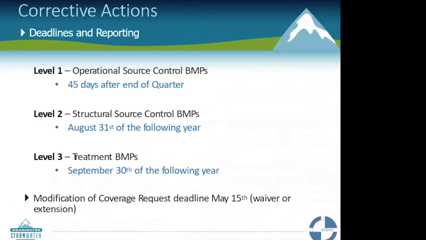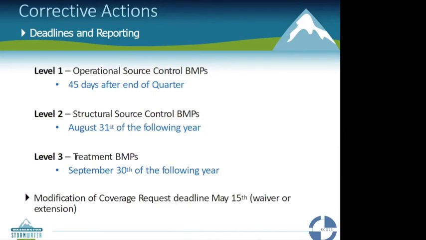So going over the deadlines again, level 1, you have to implement an operational BMP within 45 days after the end of the quarter. A level 2 is August 31st of the following year, and level 3 is September 30th of the following year. If you need a modification of coverage request, it needs to be in by May 15th. So for a waiver or an extension, a waiver because you can't afford it, it might be too costly for your business, or an extension because you need more time.